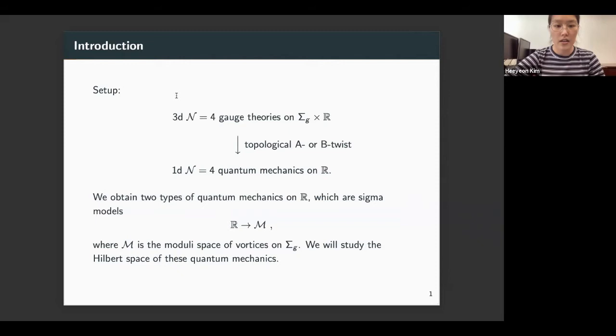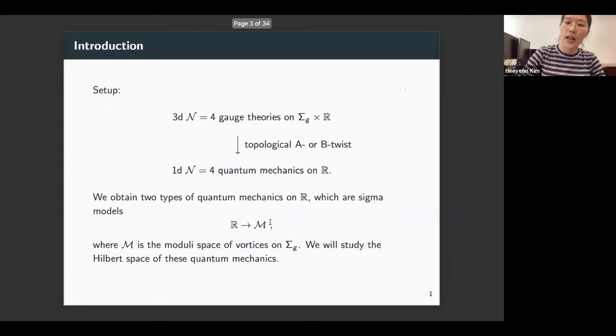And these quantum mechanics are sigma models on the remaining direction R into some space M. Here, M is roughly speaking the moduli spaces of some vortices on the Riemann surfaces. And we are going to study the Hilbert space of this quantum mechanics today in terms of the geometry of this moduli space M.